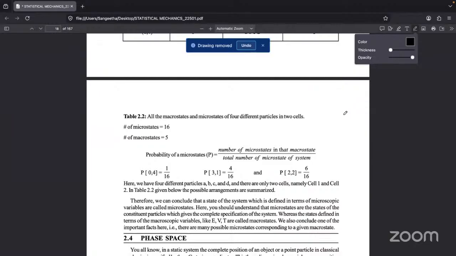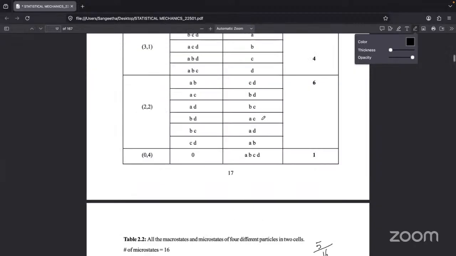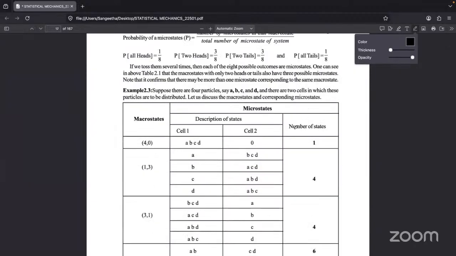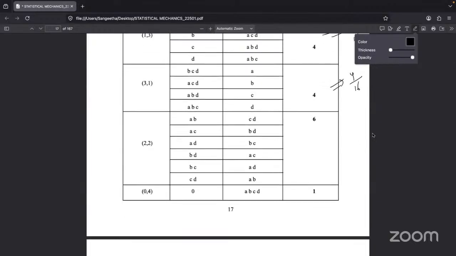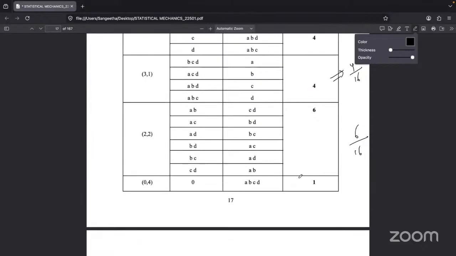Combinations we got: 5/16. Next options, 4 0 combination, how many did we get? For 4 0 we got only 1, so 1/16. 1, 3 combinations, how many did we get? 4, so 4/16. Next 3, 1 combination, how many did we get? We got 4, so 4/16. Next 2/2 combinations, how many do we have? We have 6/16. Next 0,4 combination we have 1, so 1/16.